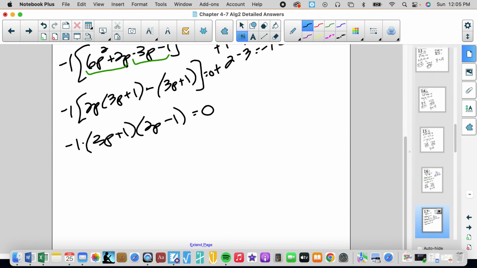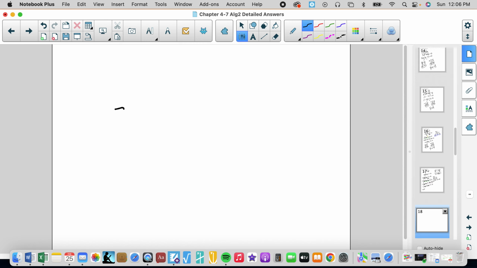Now we have 3 things multiplying to get 0. Negative 1, well, that's a constant, so it will never equal 0. So we just write that statement. That can't be changed. It's sort of like when you see 3 times x times y equals 0. My 0 is going to come from one of these two.